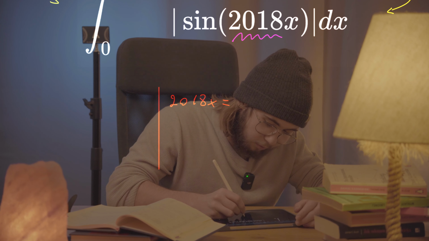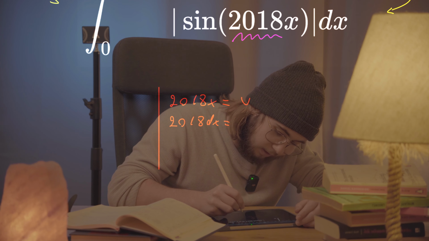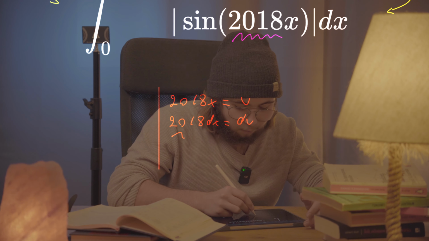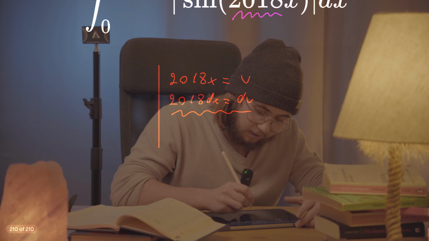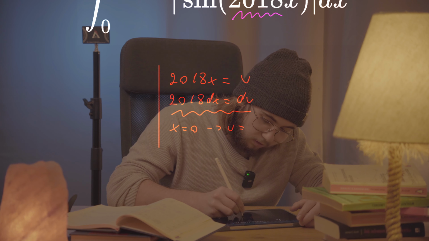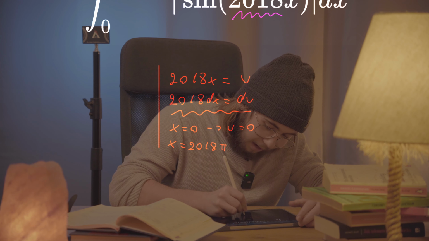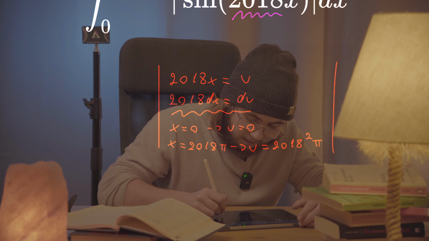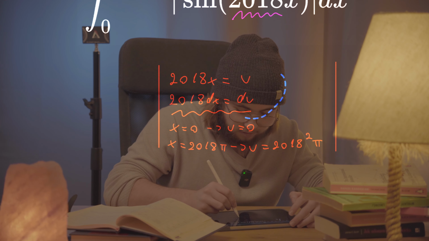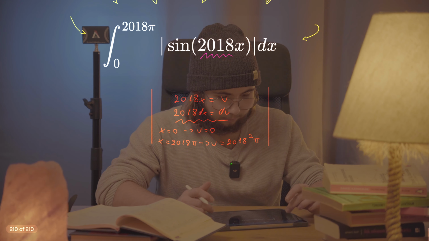So 2018x being equal to u, and so then 2018 dx being equal to du, and now as for the bounds, we get that whenever x is equal to 0, u is going to be equal to 0 as well, but if x is equal to 2018 pi, well then u is equal to 2018 squared multiplied by pi, and so those are our bounds. This is our u-sub. We can move forward, we're going to proceed using this u-sub.